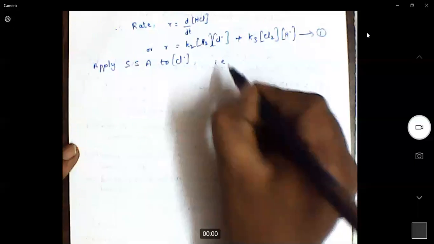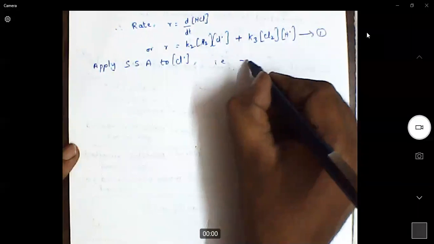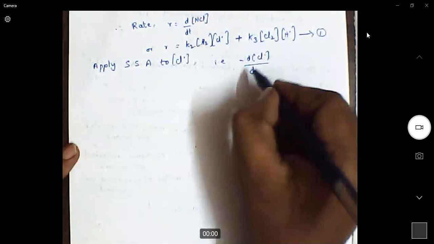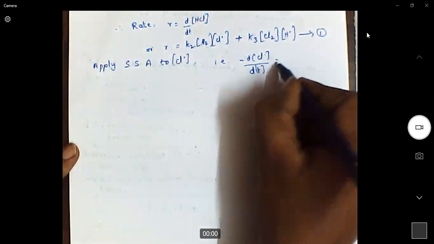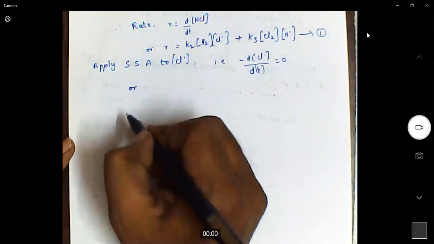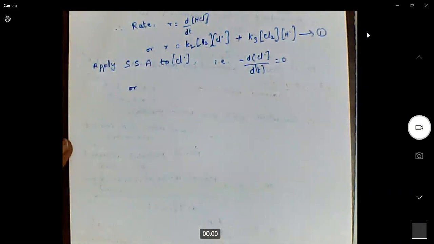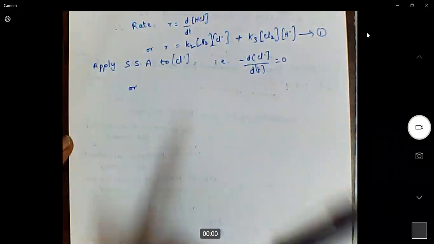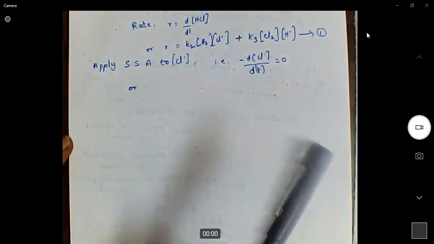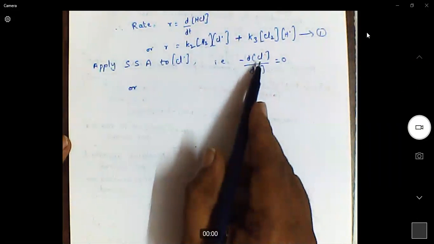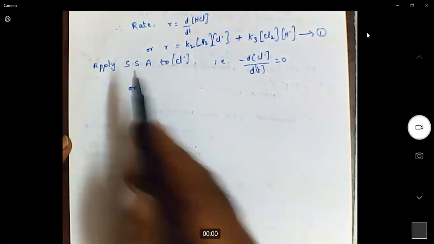What is steady state approximation? The rate of change of concentration of any intermediate is 0. Or in other words, the rate of formation of any intermediate is equal to the rate of decomposition. Intermediates are not there in the beginning or at the end of the reaction, so they form and at the same time decompose. So the overall change in the concentration of any intermediate is 0. That is the steady state approximation.